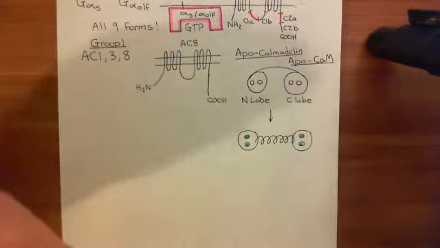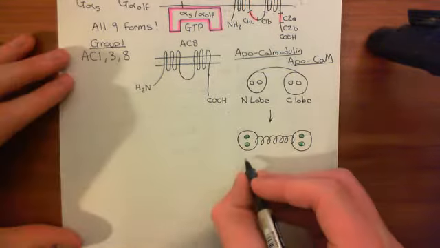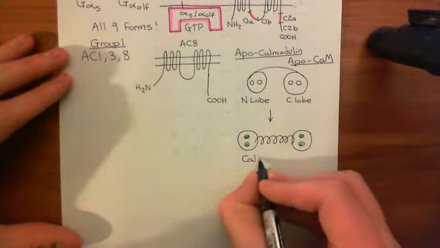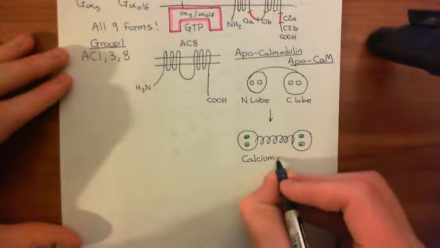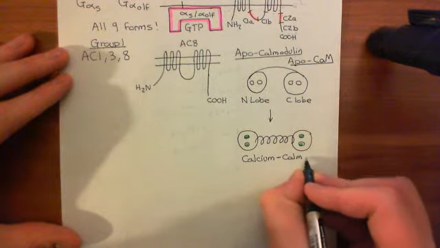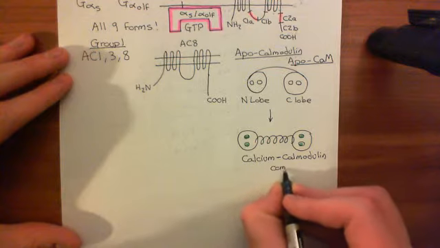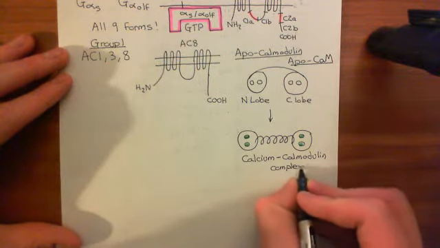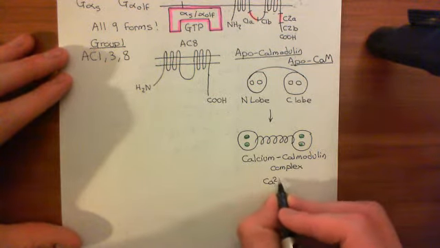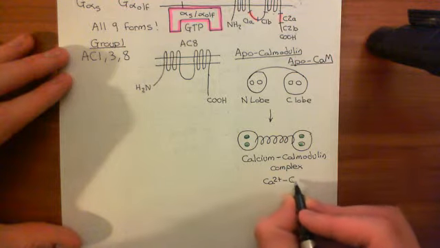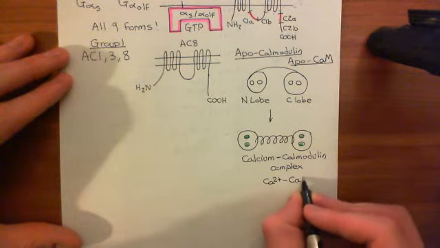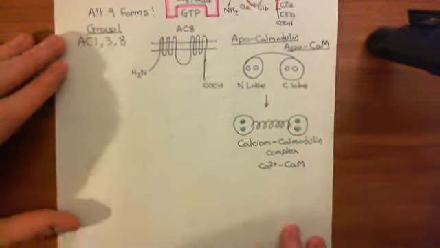This structure that we now have, calcium bound calmodulin, is called a calcium calmodulin complex. For short, calcium calmodulin complexes are abbreviated to Ca2+ for calcium, and then calmodulin, capital C, lowercase a, uppercase M, CaM, like that.